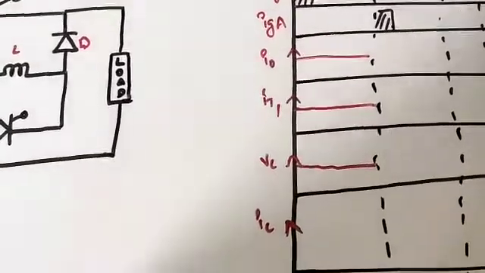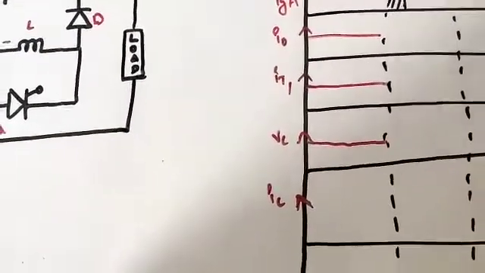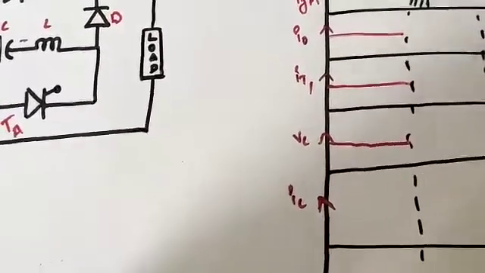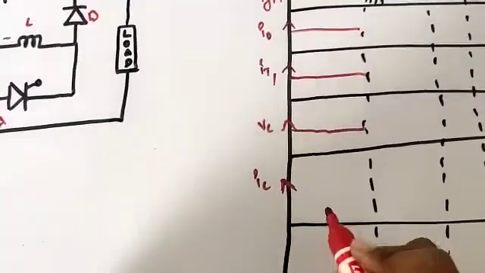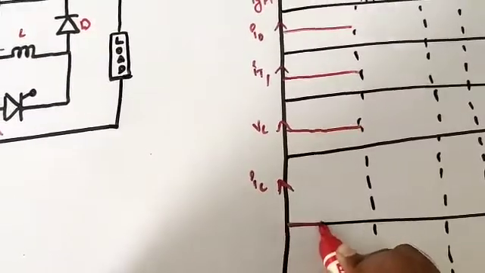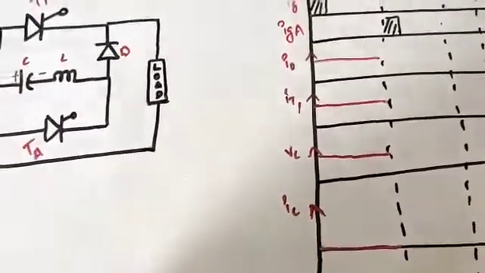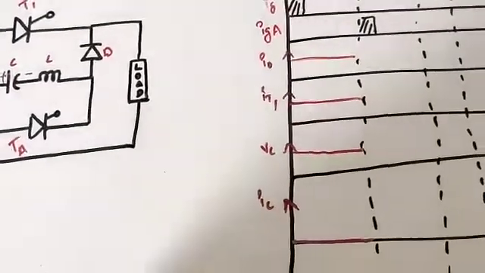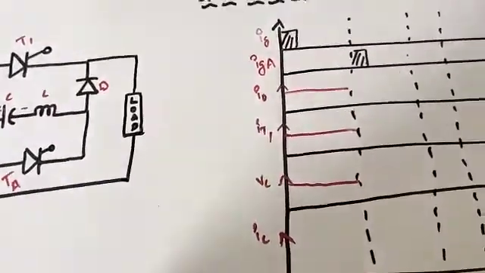Whatever the capacitor current we are having is 0. The reason is, as there is no path for current to flow through the capacitor, the capacitor current is 0.